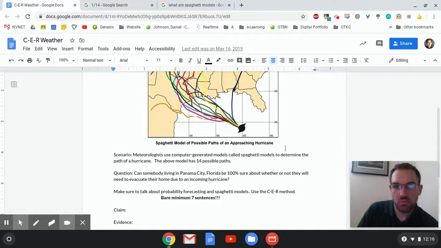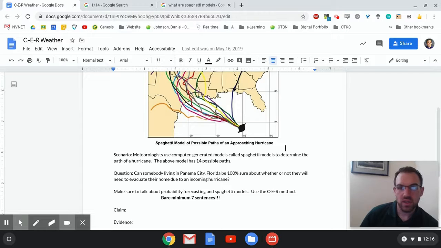You don't need to know that much about hurricanes to actually answer this. You don't need to talk about whether or not a hurricane is bad enough to evacuate or not. Assume that it is. Just assume that if it's in the path of it, they do need to. Well, how can we show this, right? So you need to talk about probability forecasting, which you've already learned about, how we can't know 100% what's going to happen. We have to predict it using probability.